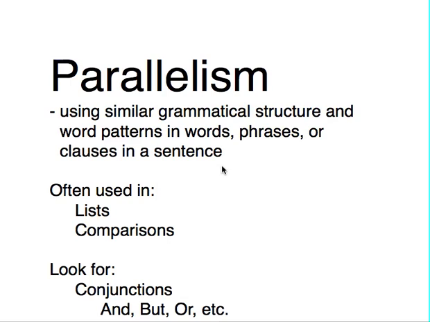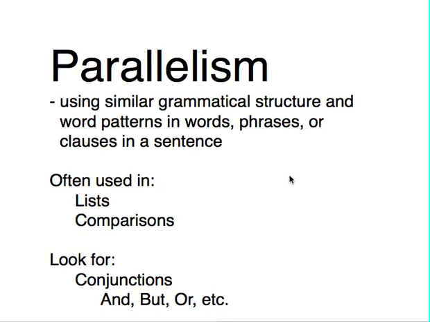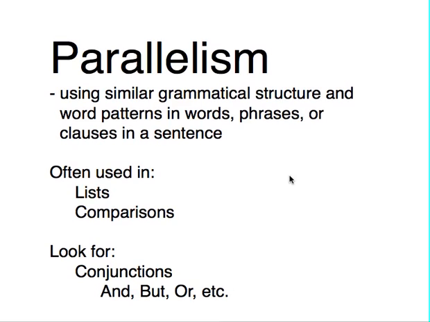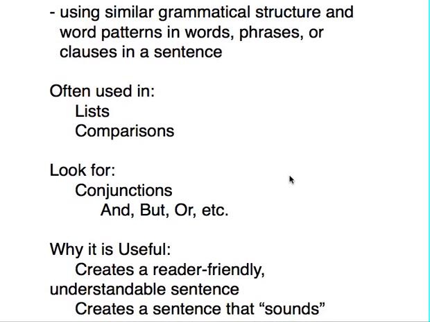in words, phrases, or clauses in a sentence. This is often used in lists or comparisons. Another important thing to watch out for with parallelism is conjunctions, such as and, but, or, and, etc. These are often keys to sentences where parallelism may be a thing to look out for.